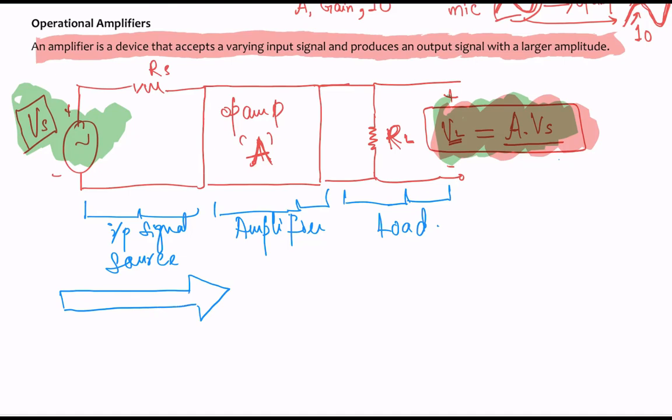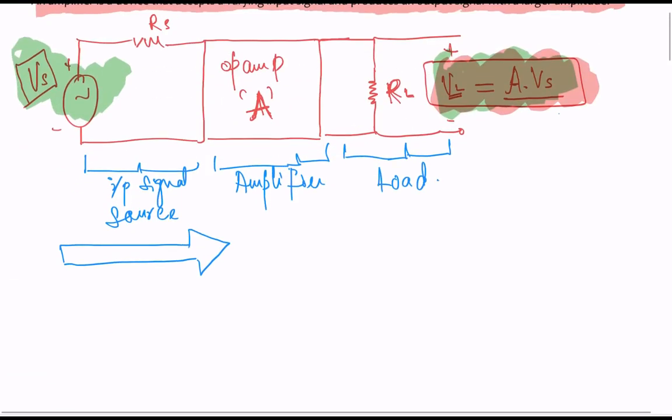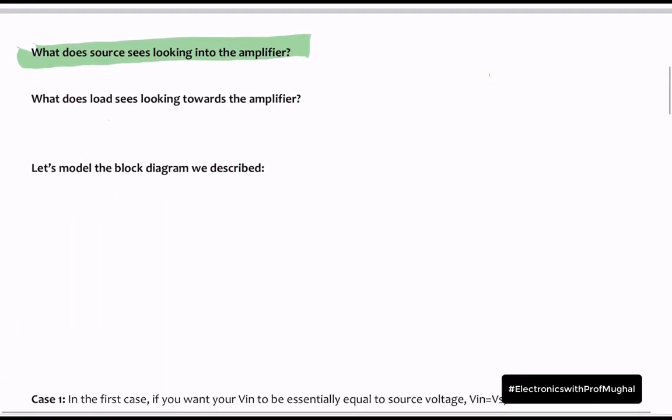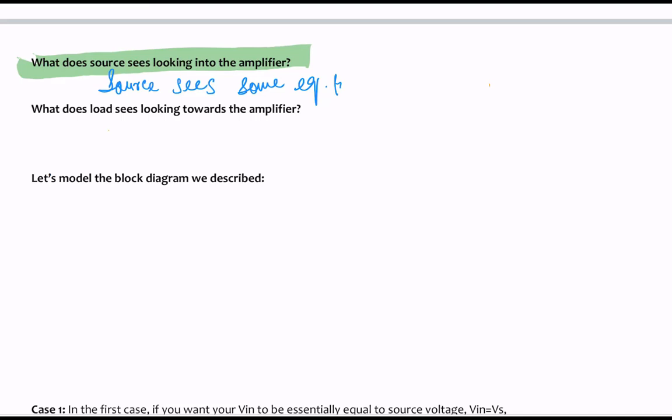Remember, a source connected to any device may consider that device as a load. So the op-amp might be considered as a load to the input power supply. So what does the source see? Well, the source sees some kind of load which has some equivalent resistance. There you go.